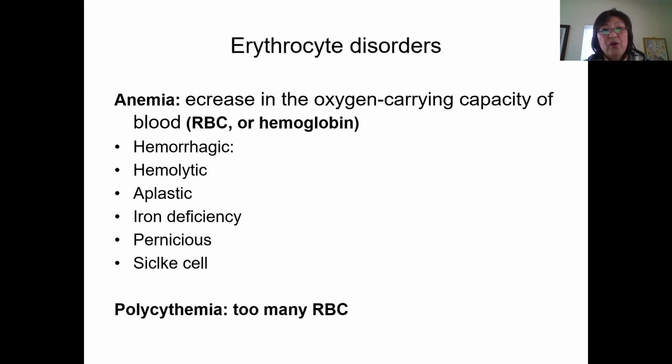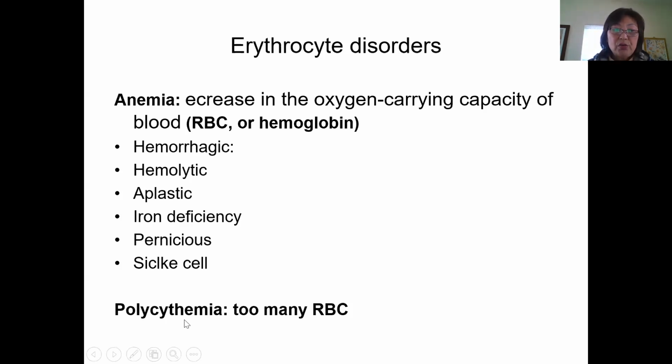Okay, for RBC disorders, the common ones will be anemia. There are different types of anemic conditions, and I have these listed in your lab handout, unit 3 lab handout. There's a chart. You need to read your book and fill in the answers, okay?